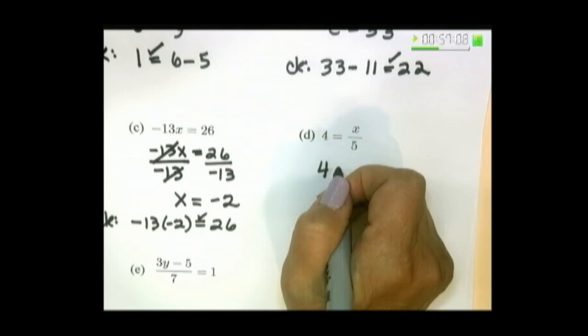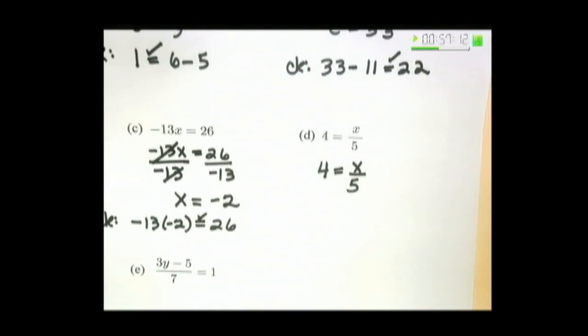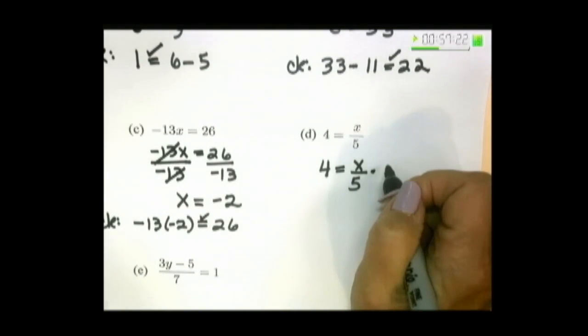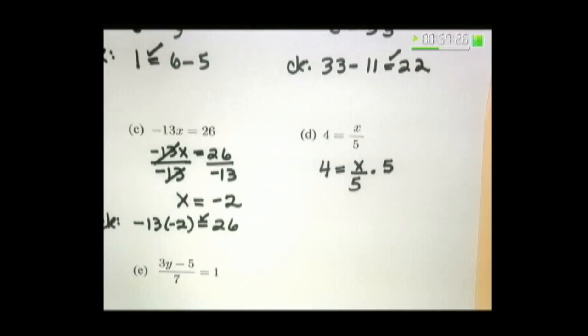4 is equal to x over 5. I'm going to rewrite it so I don't write all over the original equation. X is now divided by 5. To undo that division, I use multiplication. So I'm going to multiply both sides by 5, but look where I put that 5. Because 5 can be thought of as 5 over 1, so 5 is really in the numerator.